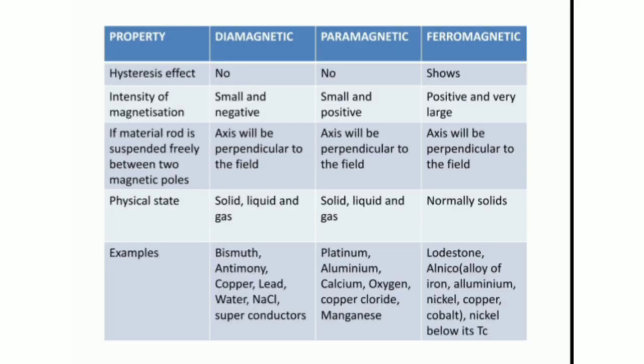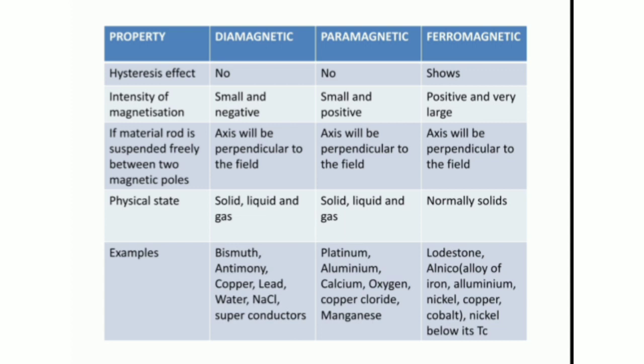Hysteresis effect. Diamagnetic and paramagnetic material won't show a hysteresis effect. It is shown only by ferromagnetic material. Intensity of magnetization is negative and small for diamagnetic, positive and small for paramagnetic, and large positive value for ferromagnetic material.